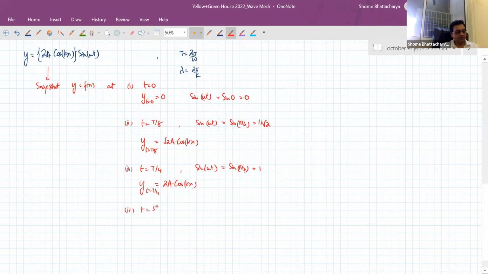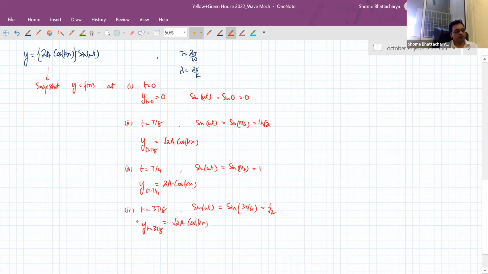So that will become 5T by 8. Is it? No, just 1 by 4. So it becomes 3T by 8, I said by mistake. So 3T by 8, if we plot it there, this sine omega t term will become sine 3 pi by 4. That is again 1 by root 2. So at this time, you're back to root 2a cos kx.